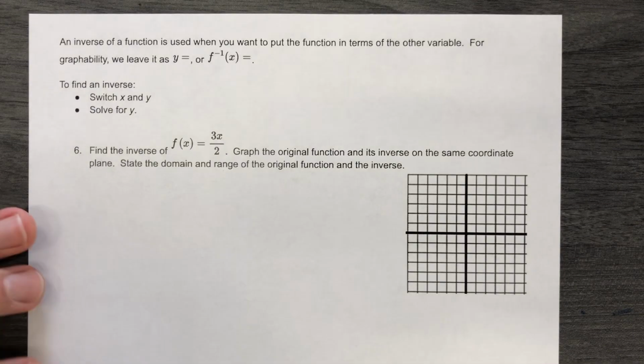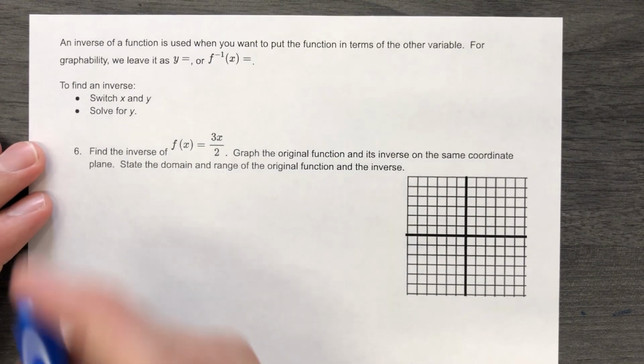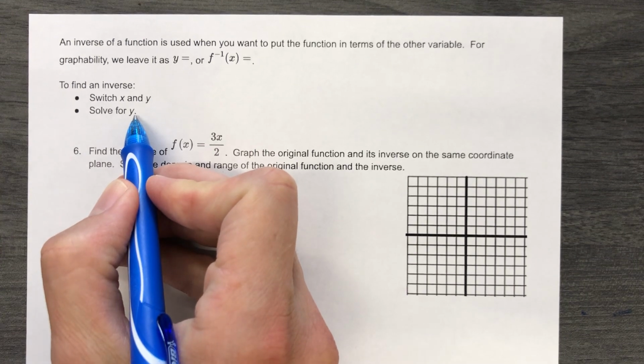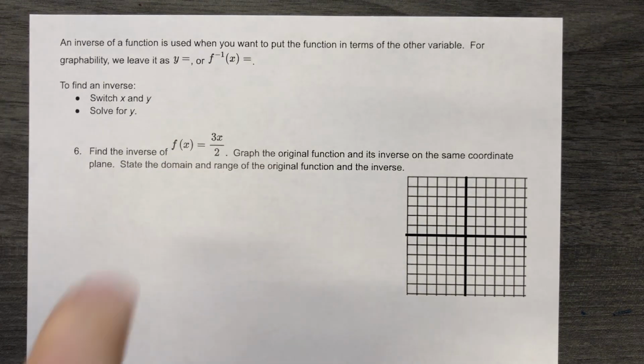So if you want to find an inverse, you're going to need to switch x and y and solve for y. That's it. And we do that for graphability. Now, we leave it as y equals.